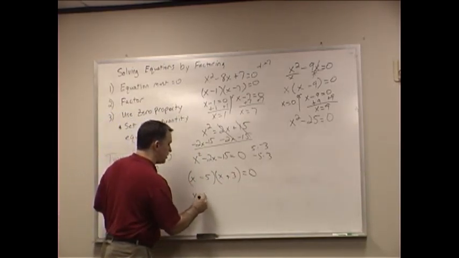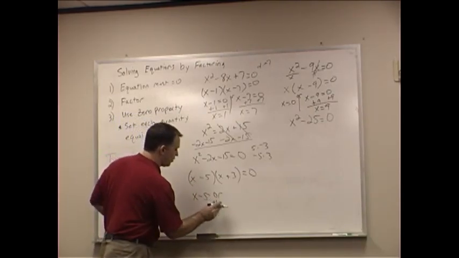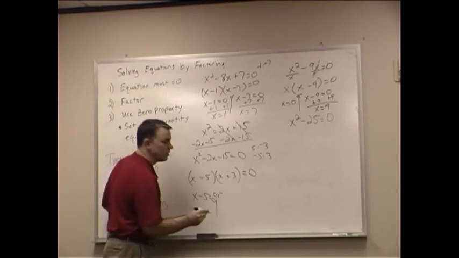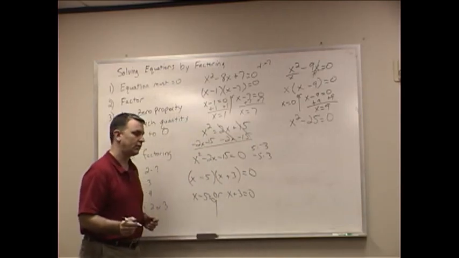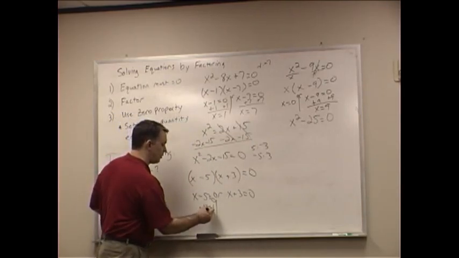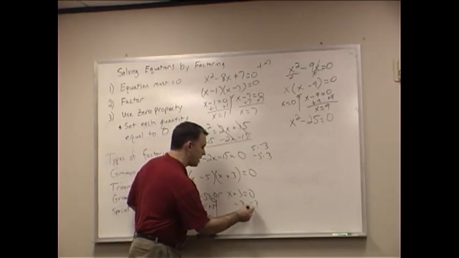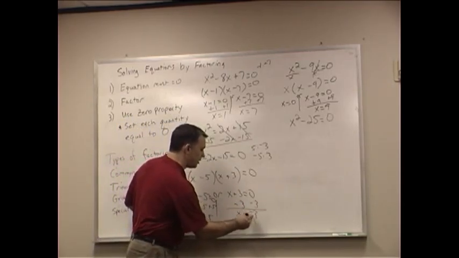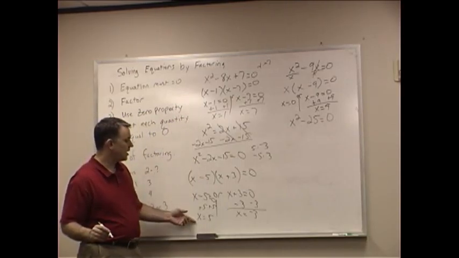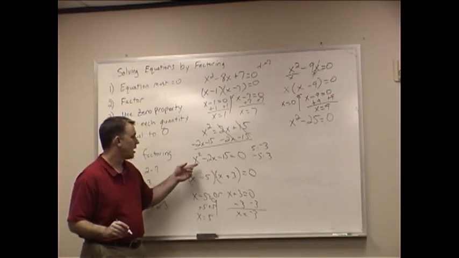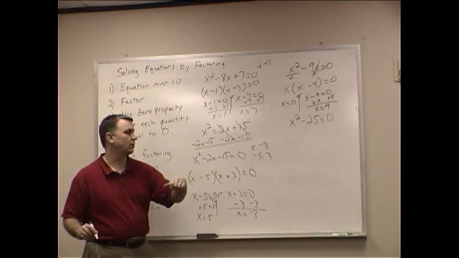At this point, you've hopefully done enough of these where you just set the quantities equal to 0. And of course, as I'm talking, I didn't set it equal to 0. x plus 3 equals 0 and solve. Plus 5, x equals 5. Minus 3, x equals negative 3. Okay, again, I factor and I solve. Make sure it equals 0.